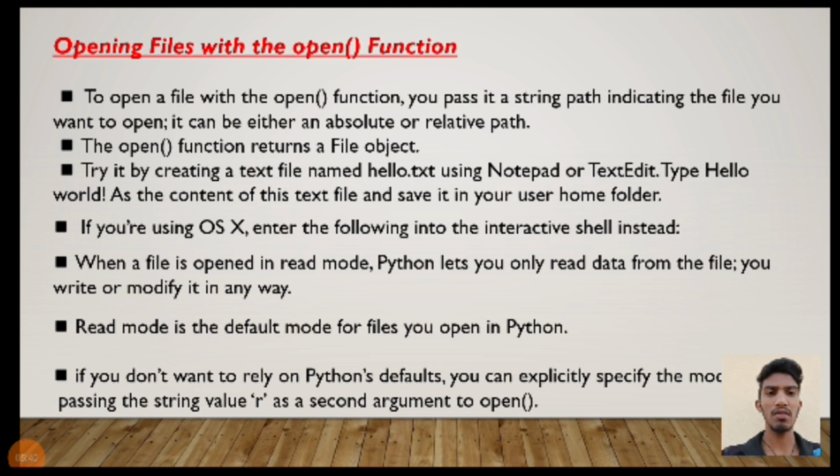When a file is open in read mode, Python lets you only read data from the file; you can't write to or modify it in any way. If you don't want to rely on Python's defaults, you can explicitly specify the mode by passing the string value 'r' as a second argument to open.